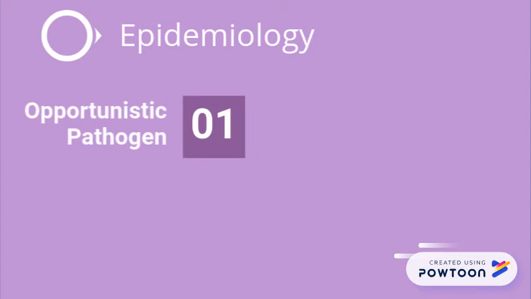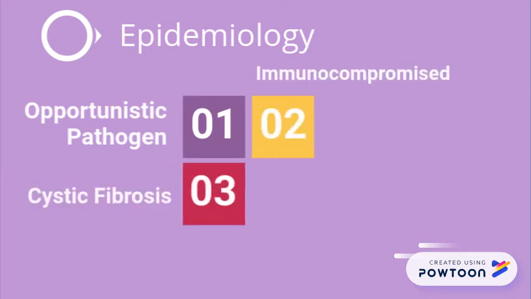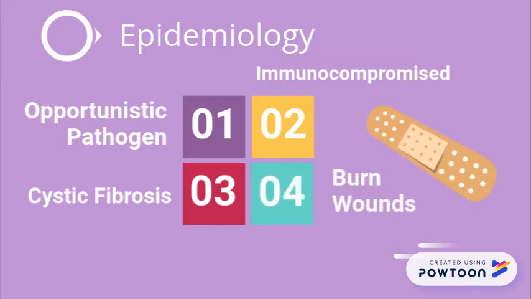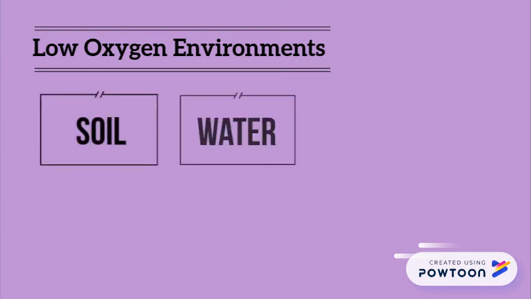Pseudomonas is an opportunistic pathogen. It often infects immunocompromised people, especially those with cystic fibrosis or burn wounds. Its ability to survive in low oxygen environments and utilize many different sources of organic material allow it to be found in soil, water, and most man-made environments.